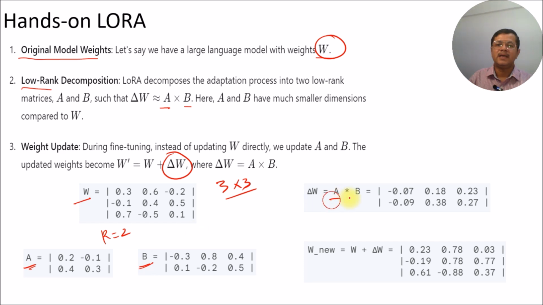Now we will multiply A and B. Here A is 2 by 2 and B is 2 by 3, so the multiplication will be a 2 by 3 matrix. After that, we will try to add this delta W to the original matrix. But as the original is a 3 by 3 matrix and this is a 2 by 3 matrix, we cannot work on all three rows of the original matrix. So we will just consider 2 by 3 here and 2 by 3 here, and add both, for example this with this. So this is the addition.